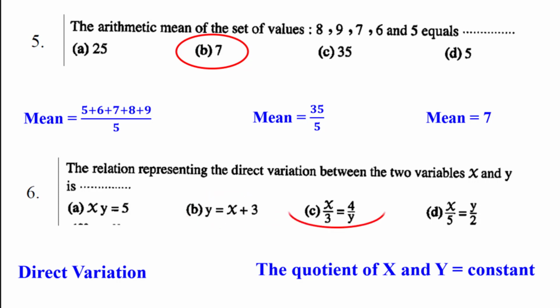Number C, we can rewrite number C again as x times y equals 3 times 4. 3 times 4 equals what, guys? Equals 12. So the product of x and y equals here 12. So number C is not the correct answer. So the last one here, x over 5 equals y over 2. We can rewrite it as 5 times y equals 2x. Now x over y equals what? Equals constant. So number D is the correct answer.